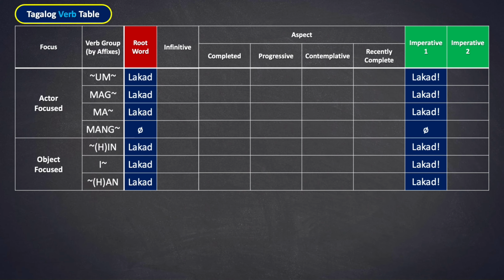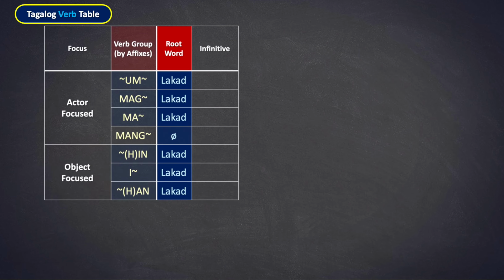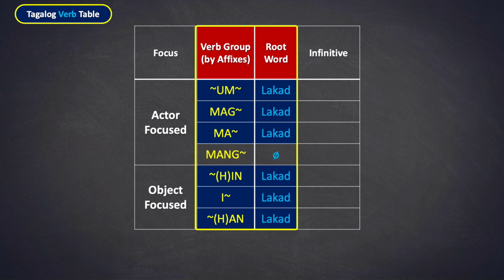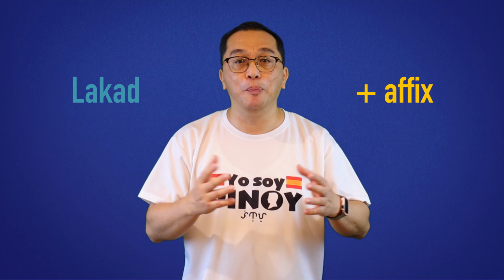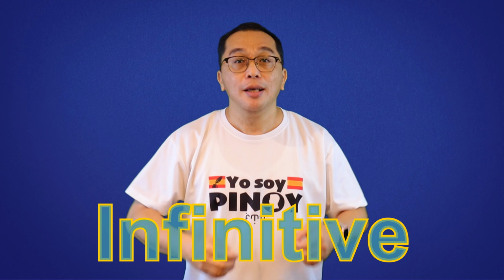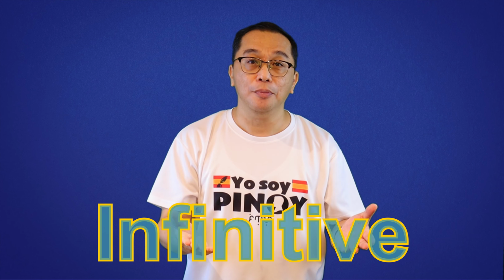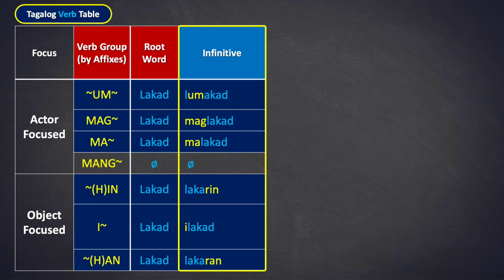To create a verb, we combine the root word lakad with any of the following affixes: mag, ma, in, e, and an. With our formula of combining the root word lakad with different affixes, we can now have the most basic form of a verb, the infinitive form. Tagalog has several versions of the infinitive verb to walk. Please take note of the placements of the affixes represented by the yellow letters.